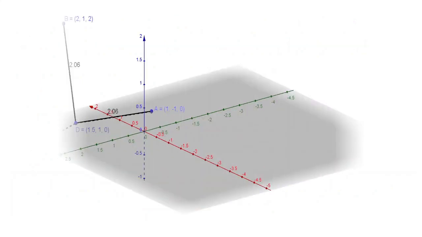Let us visualize it on a 3-dimensional graph sheet now. You are visualizing here A is given, B is given, C is given to you, and you are getting the point D, which is (1.5, 1, 0), which is on the XY plane. Its distances from the given 3 points are 2.06, 2.06 and 2.06 in space. Good.